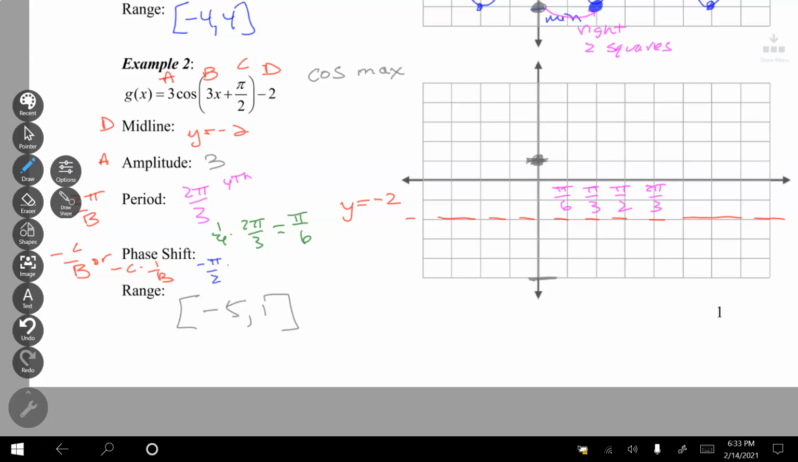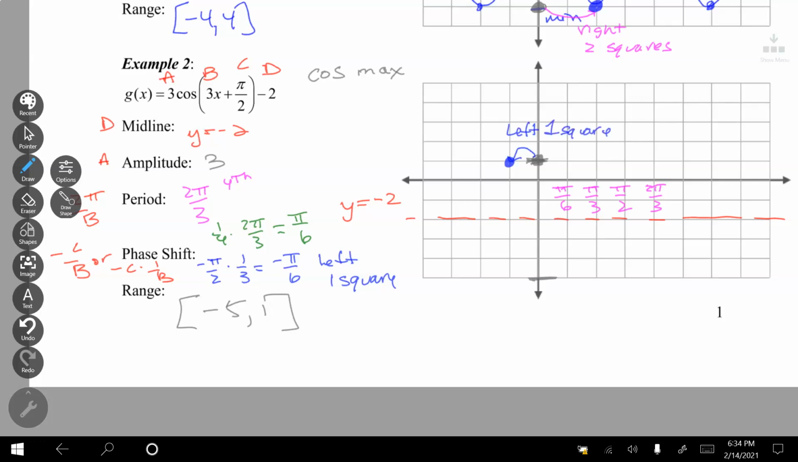I don't really like that much. I'm going to multiply by 1/3. I'm going to get negative pi over 6. Pi over 6 is 1 square, so negative pi over 6 is left 1 square. So this first dot is going to move right here. It is left 1 square.